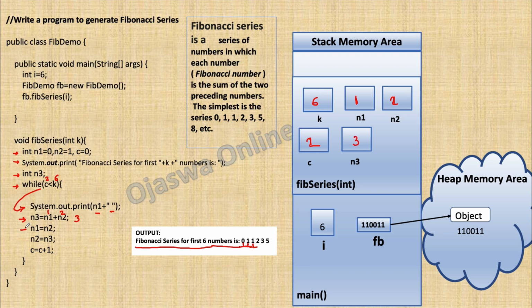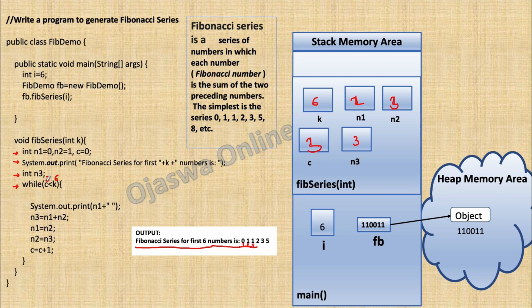The next statement is n1 equal to n2. So value of n2 now becomes n1, hence the updated value of n1 is 2. Next statement is n2 equal to n3, hence the updated value of n2 is 3. Counter is incremented, value of c is 2, 2 plus 1 is 3. Now the updated value of c is 3. From here, control of the program goes to the condition statement and the next iteration is executed.